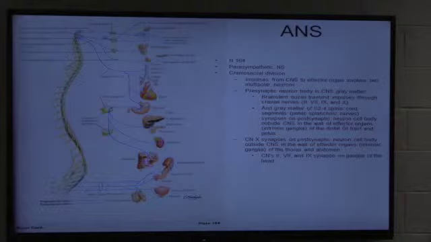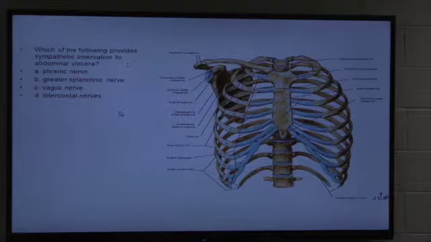Okay, let's see. So 3, 7, 9, and 10. 3, 7, and 9 are going to synapse on 4 ganglia in the head: ciliary, pterygopalatine, otic, and submandibular ganglia. And this diagram here shows you which synapse is on which one. The facial nerve, 7, is going to synapse on 2 of the ganglia, the submandibular for salivary gland secretion, and the pterygopalatine for lacrimal gland. Talk more about the cranium, the head, next up tomorrow.